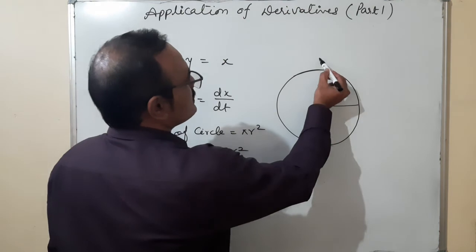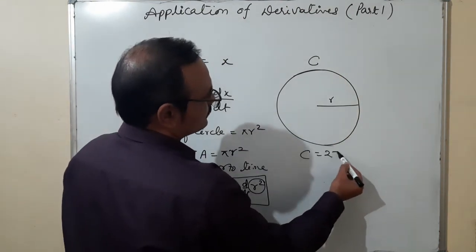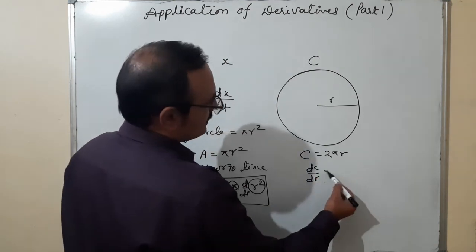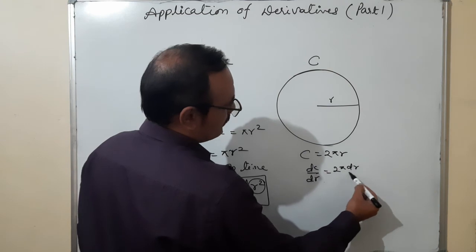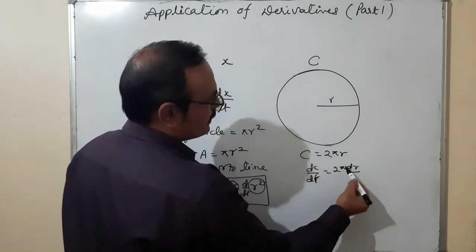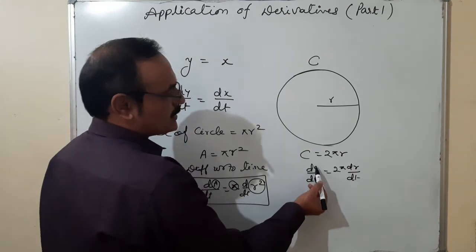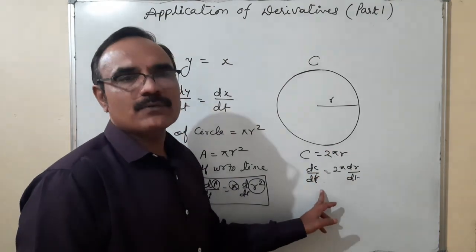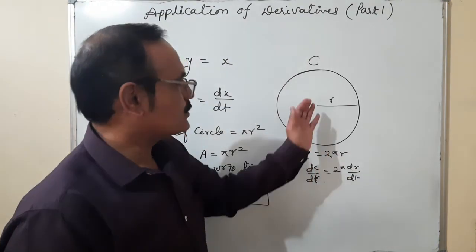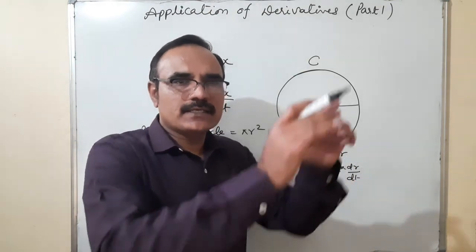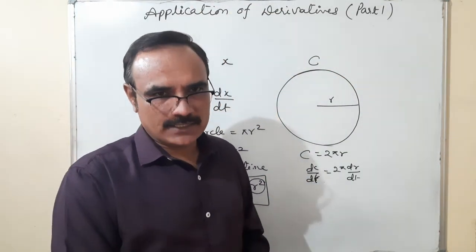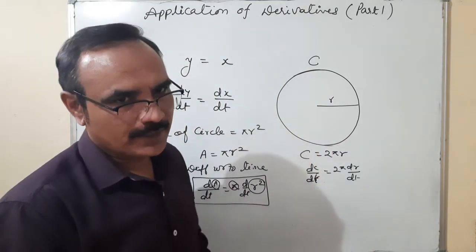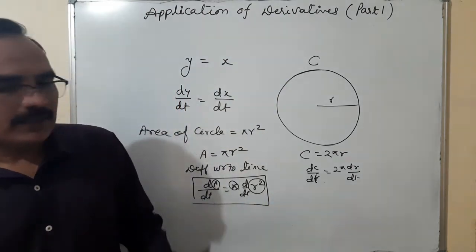Same thing for the circumference. C is equal to 2 pi r. So dC upon dt is equal to 2 pi dr upon dt. The rate of change of circumference depends on the rate of change of radius, and the rate of change of radius depends on the rate of change of circumference. And actually this is also true. When the radius is increasing, the circumference, that means the boundary of the circle, is increasing, and vice versa, if the circumference is decreasing, the radius is decreasing. So this is the use of rate of change and application of derivative.